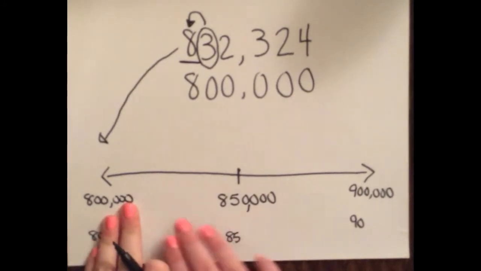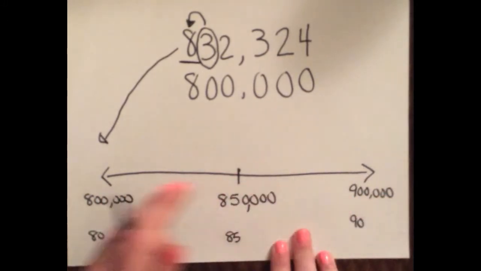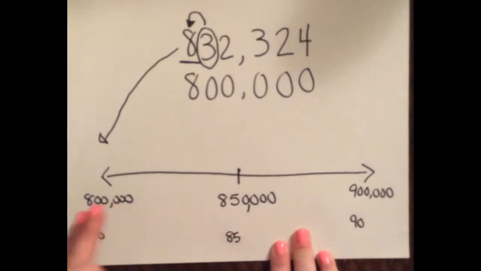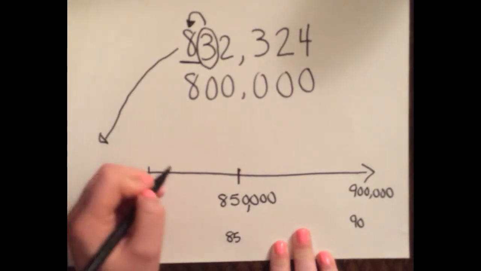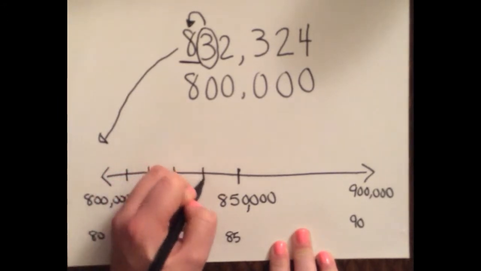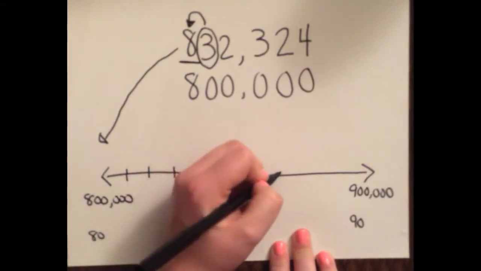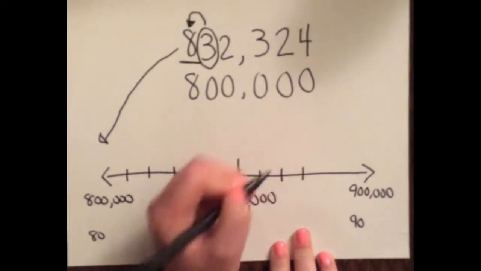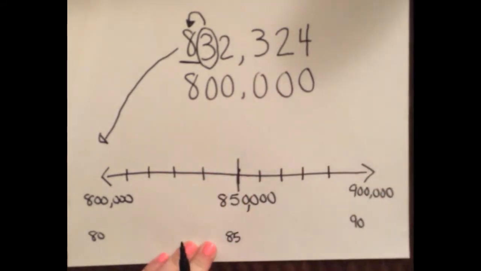So because we're going by 100,000s, just like when we're going by hundreds, if we're going from 100 to 200, each of our increments is going to be 10. Well, in this case, each increment is going to be 10,000. So we're going to have 800,000, 810,000, 820,000, 830,000, 840,000, 850,000, 860,000, 870,000, 880,000, 890,000, and 900,000.